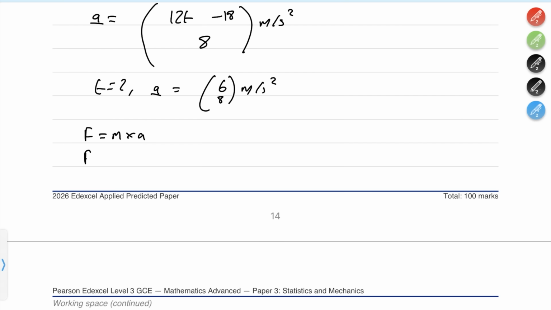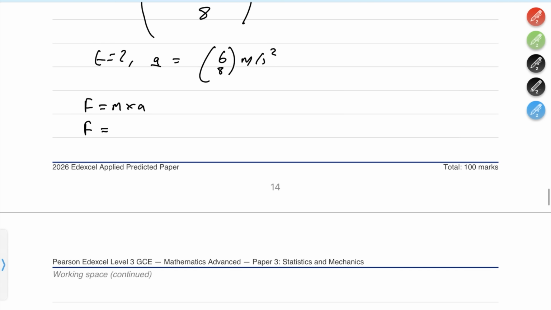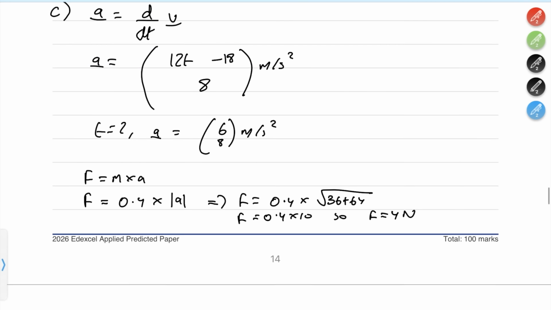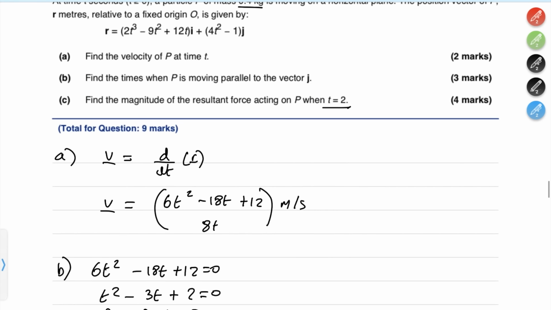So we're going to say F is equal to the mass, which is 0.4, times the magnitude of the acceleration. So F is equal to 0.4 times root 36 plus 64. So F is equal to 0.4 times 10. So F is equal to 4 newtons. So that's how I did it. Finding the magnitude of the resultant force, you just have to remember to take the magnitude of your acceleration and then substitute it in to F equals ma to give you your final answer.